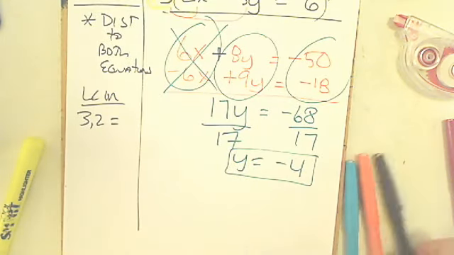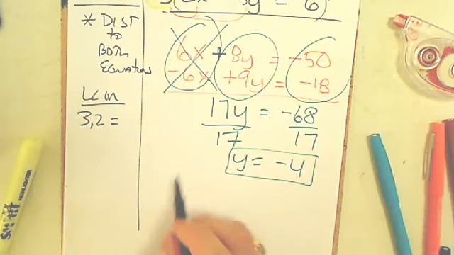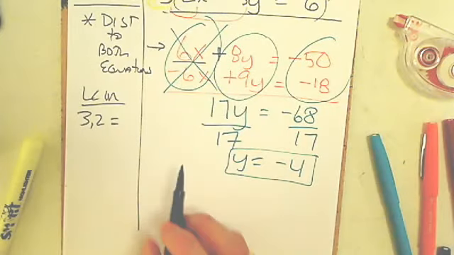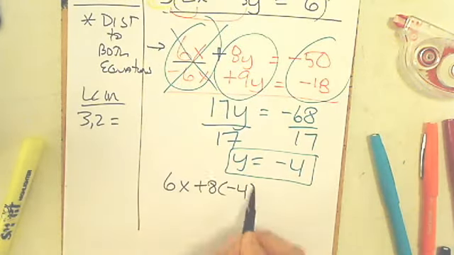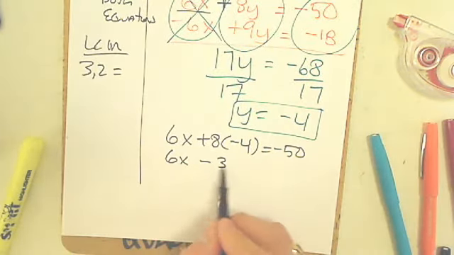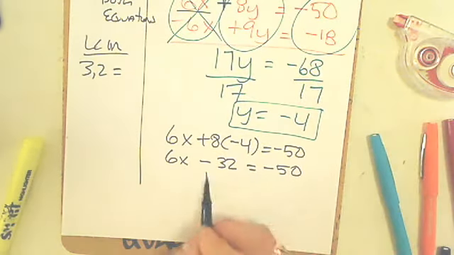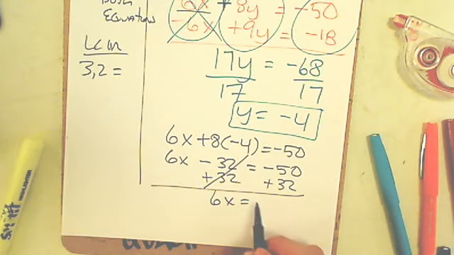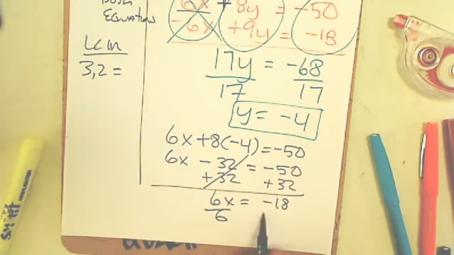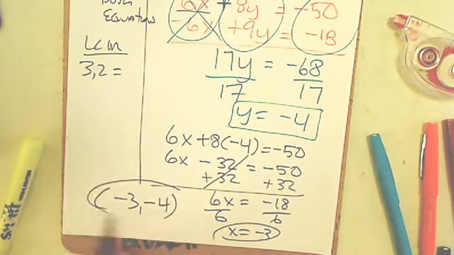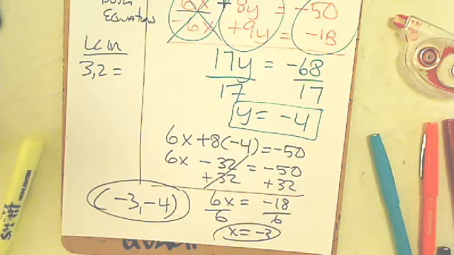And then how do I find the value of x? Substitute which one? I would do this first one right here. 6x plus 8 times negative 4 equals negative 50. 6x minus 32 equals negative 50. So add 32. 6x equals? Negative 18. Oh wait, negative 18. Is it negative 18? And then divide by 6? Excellent. Negative 3. One solution.